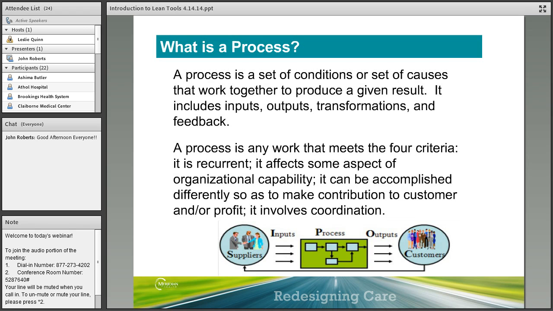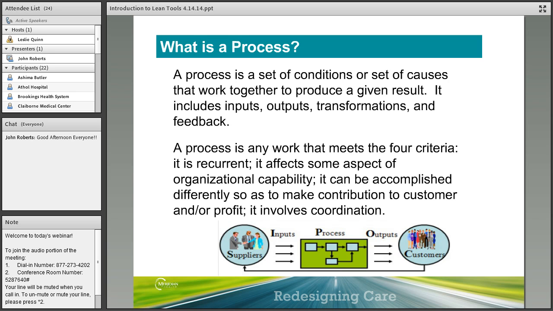So what is a process? A process is a set of conditions that work together to produce a given result. It includes inputs, outputs, transformation, and feedback. And if you remember last time we talked a little bit about the SIPOC model, again, which is looking at the bottom graphic there, looking at the suppliers we need, what kind of inputs, the actual inputs making their way through the process, which produce outputs for our customers. And again, producing what they need and what's valuable to them.